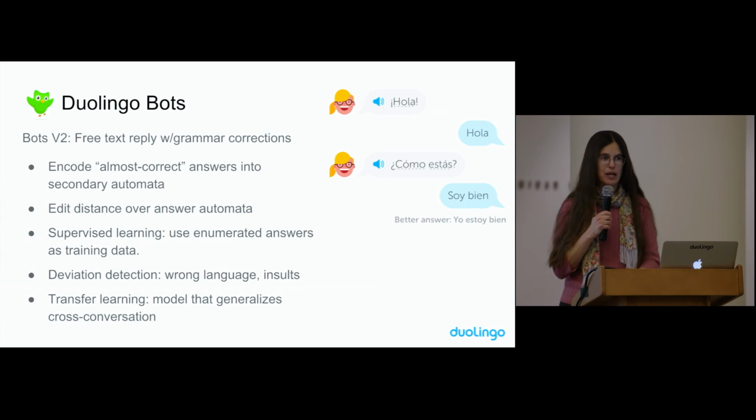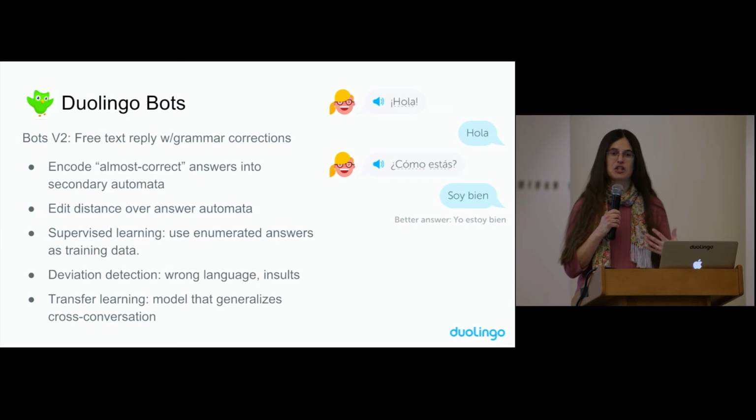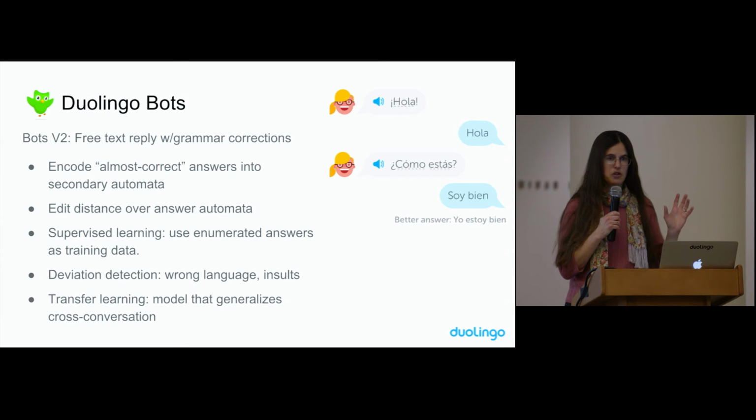So what we're working on now is to make it much less restrictive while still keeping those language learning aids like Help Me Reply. So we're working on being able to understand free text replies while still doing things like grammar corrections and Help Me Reply. So here what we're doing is first, when you give an answer, when you reply to the bot, first we see if it matches one of the set of accepted answers.